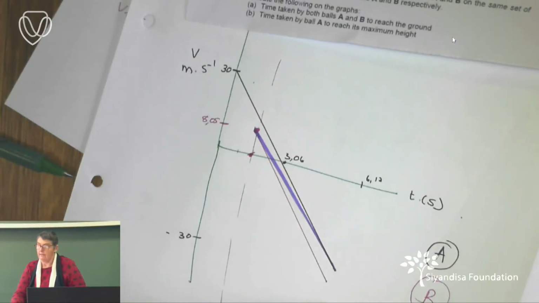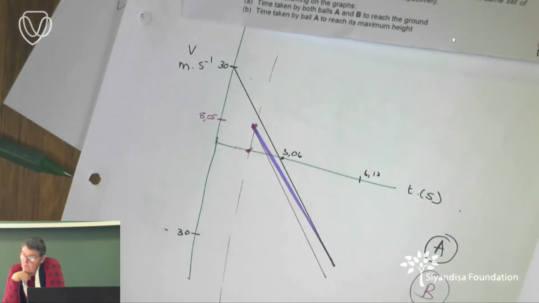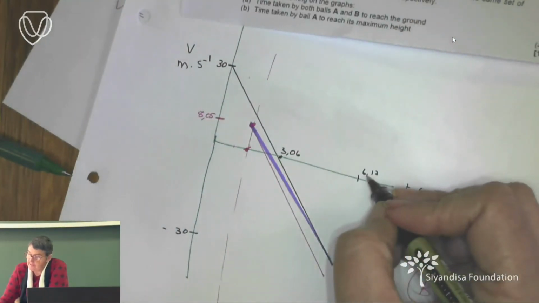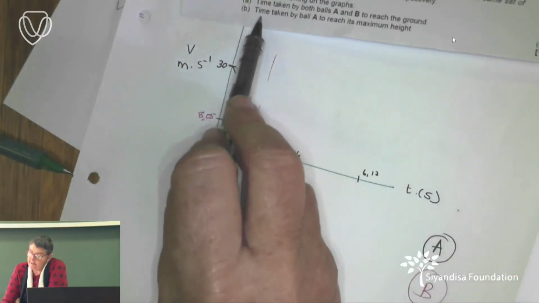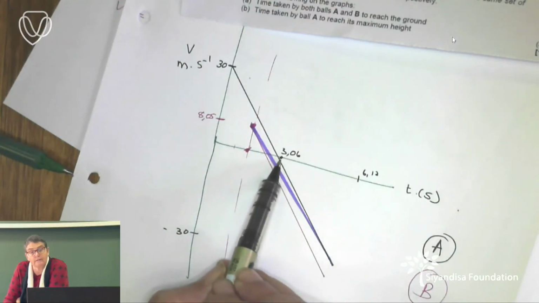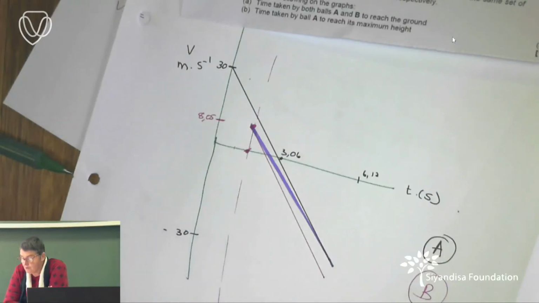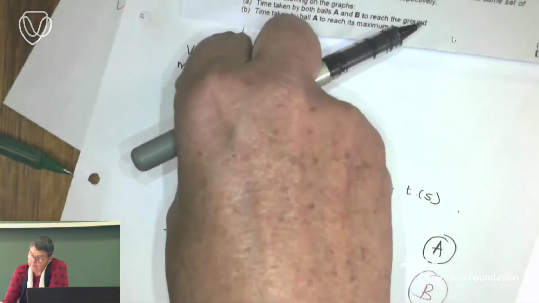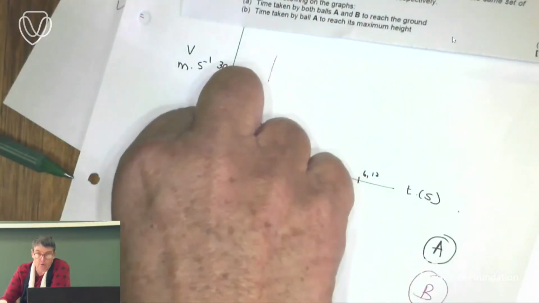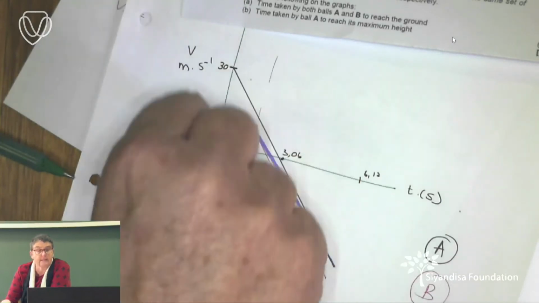Now let's quickly check if we draw this graph, what must we have in it? We must have the time taken for both balls A and B to reach the ground. We know they reach the ground at the same time. And we must have the time taken for ball A to reach maximum height, which is what we calculated over there. So this is basically what your graph's going to look like. You don't have to draw a detailed graph. My 30 and my 30 weren't proportional, so maybe it will be a good idea to make them proportional so that they're exactly the same.